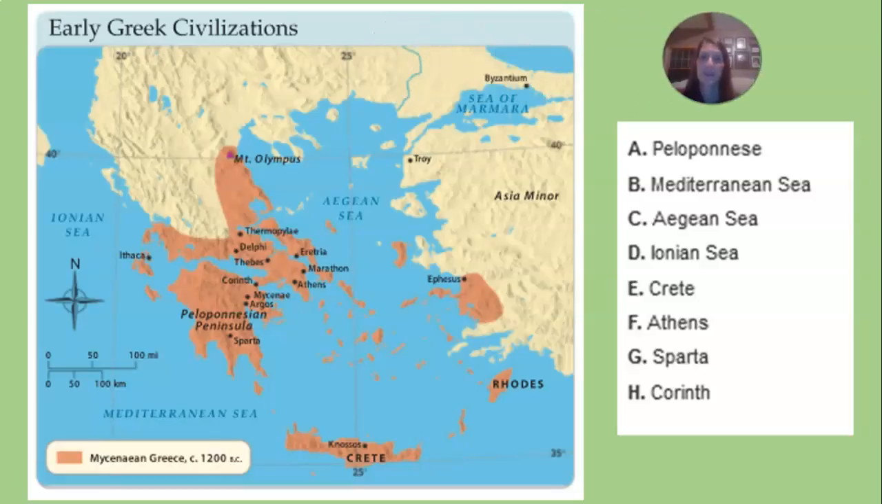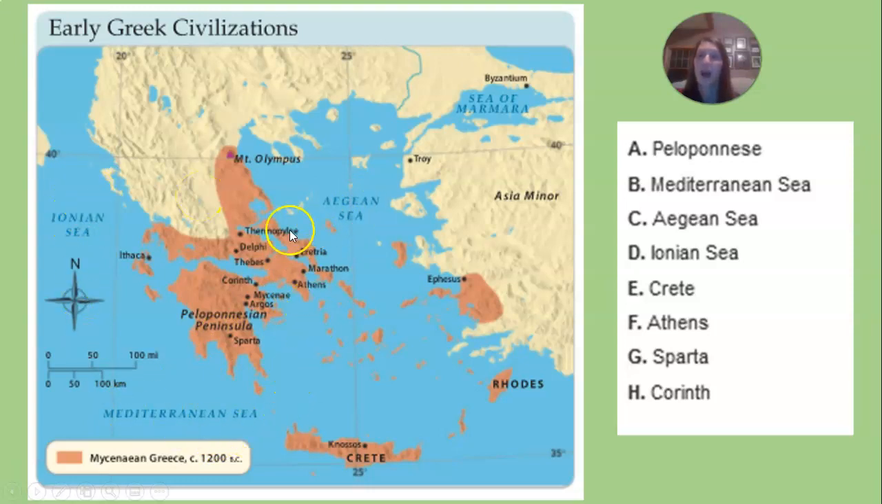So early Greek civilizations. Here's a map. I believe it's on page 242 in your Human Odyssey reading book. It's going to be important for you to understand where we're talking about so you can fully understand this lesson. So the Peloponnese, here's the Peloponnesian Peninsula down here. And then we've got the Mediterranean Sea right here. The Aegean Sea is here. The Ionian Sea is here.